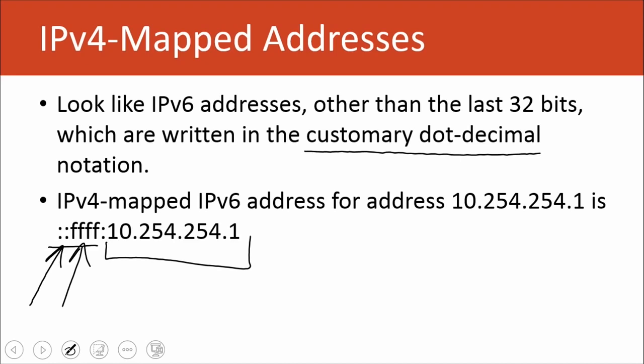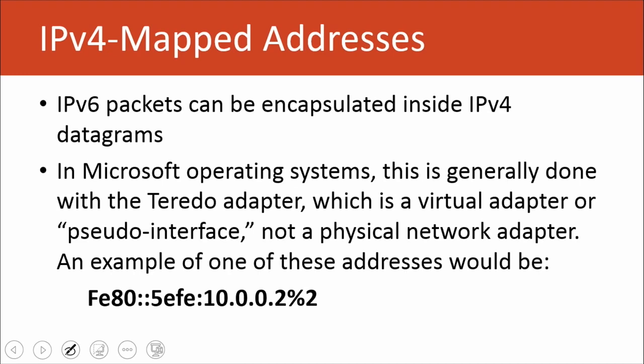Okay. So it's amazing what computers can do and how much goes on behind the scenes that we're not even aware of. And so what happens here is that, just to continue on with our discussion of IPv4 mapped addresses, IPv6 packets are encapsulated inside of the IPv4 datagrams. And then with Microsoft, it's done with something called a Teredo adapter, which is just a virtual adapter or sort of a logical interface, a pseudo interface here on the screen is what it says. And an example of these addresses is just located below.